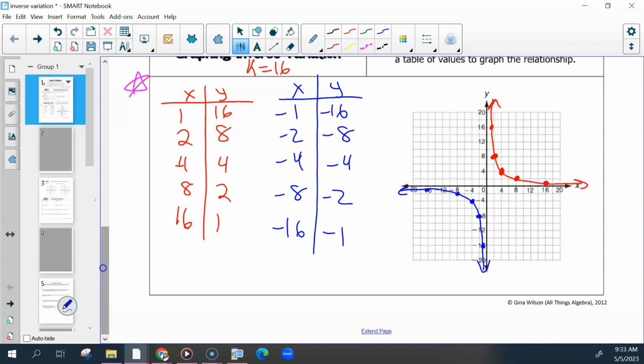So again, you won't need to know how to graph this, but as long as you know that whenever it makes that shape, that's inverse. Questions on the graph? Go on to the next page.